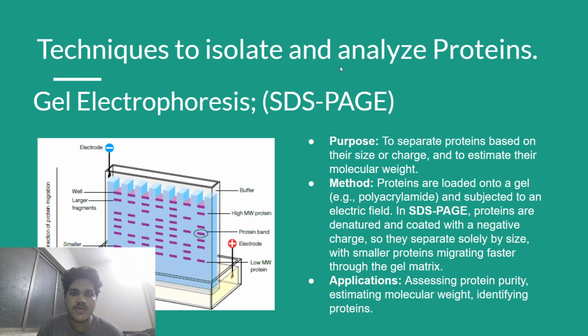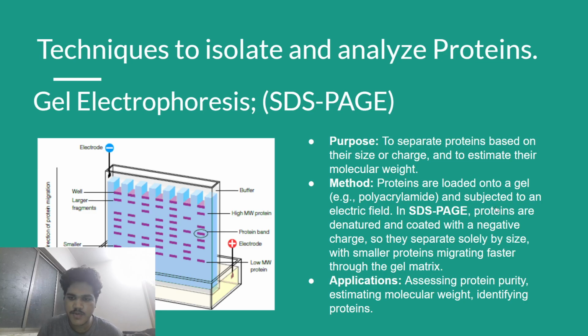Now, onto the techniques to isolate and analyze proteins. Gel electrophoresis or SDS-PAGE, which is a further extension of gel electrophoresis. The purpose is to separate proteins based on their size or charge and to estimate their molecular weight. Proteins are loaded onto a gel like polyacrylamide for PAGE and subjected to an electrical field.